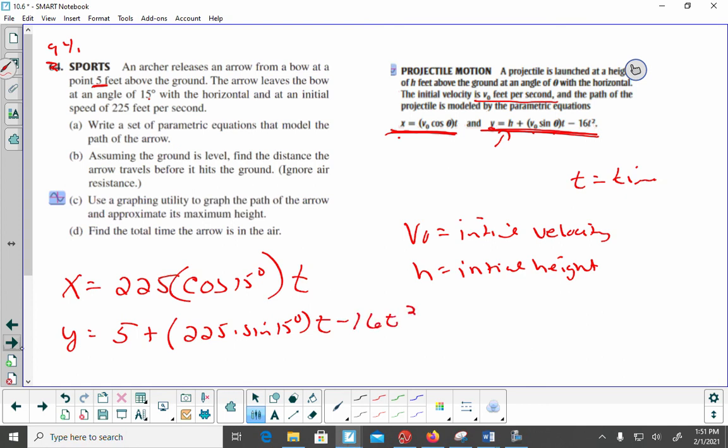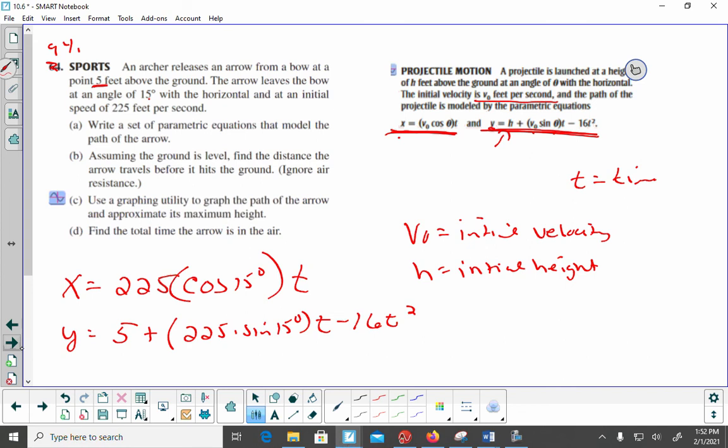So assuming the ground is level, find the distance the arrow travels before hitting the ground, ignoring air resistance. Use a graphing utility to graph the path of the arrow and approximate its maximum height to find the total time that the arrow is in the air. So when I did this one, I first graphed it in a parametric equation function on my calculator, which I believe you guys have never done before. So let's go to our calculator and see how we do that.